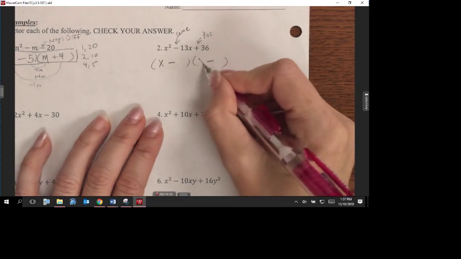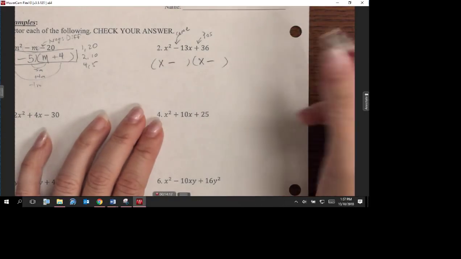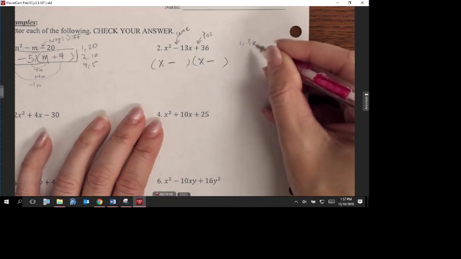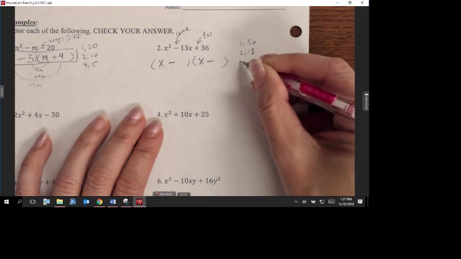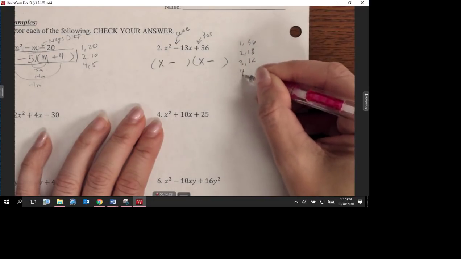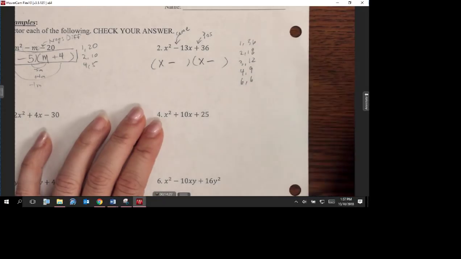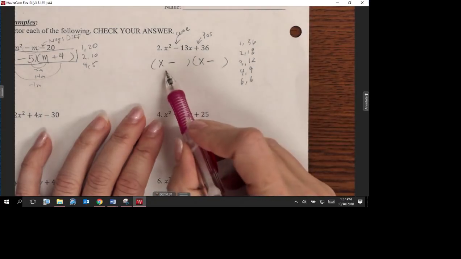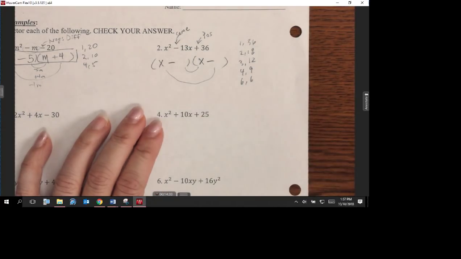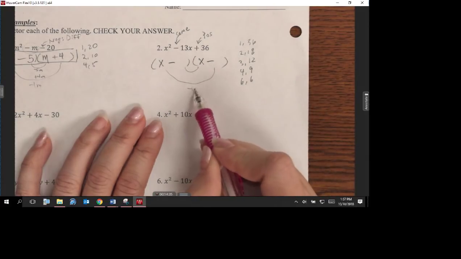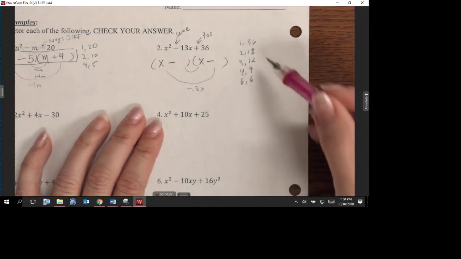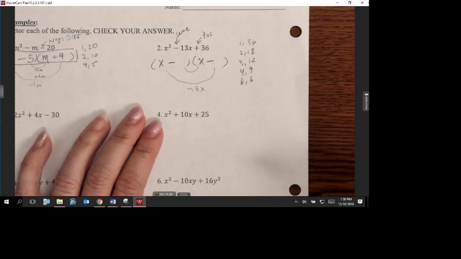This is going to be x and x. 36, we've got 1 and 36, 2 and 18, 3 and 12, 4 and 9, 6 and 6. Is that it? Okay. But when we multiply the outside and inside back together, we have to equal negative 13. What combination over here is going to give us a 13? 4 and 9.